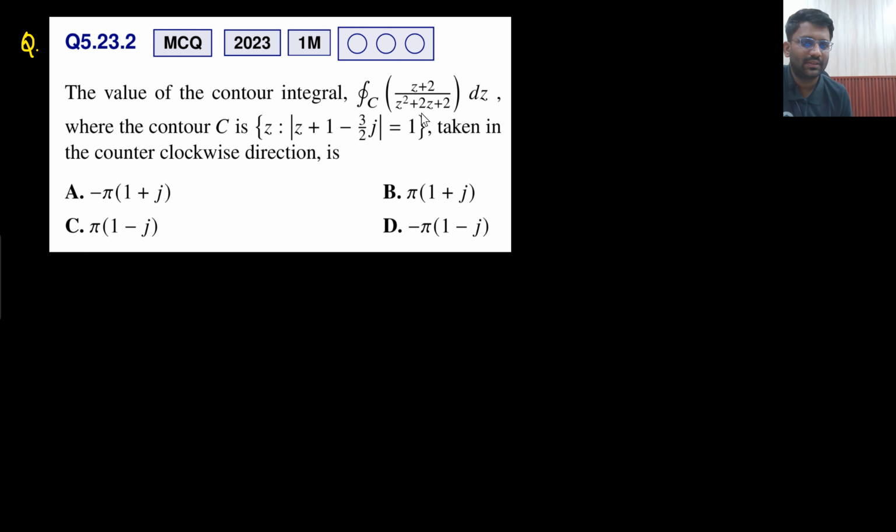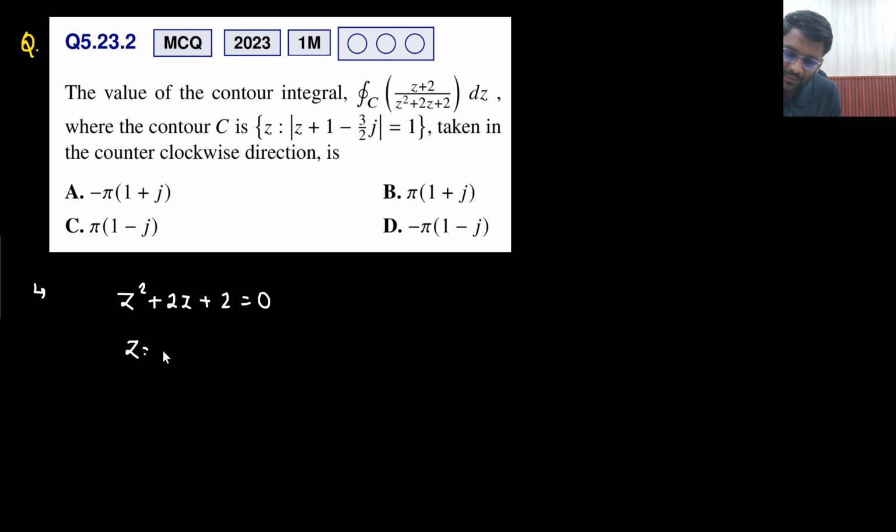You find out the points where there will be a problem. You know that this is a polynomial, this is also a polynomial. Separately, they will always be analytic. But this one will create a problem, because it is in the denominator. So what are all the points where problems will be created? That would be z square plus 2z plus 2 equals 0.